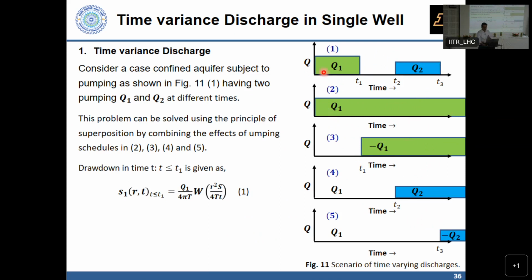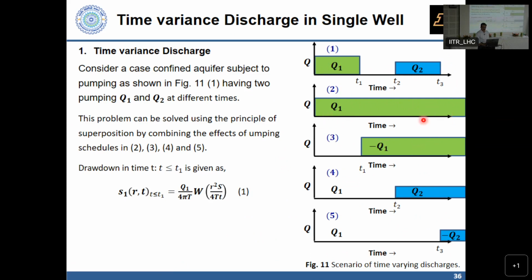So effectively, to find pumping, because of this pumping pattern, I'm going to superimpose or add the effects of the pumping patterns you see in 2, 3, 4, and 5. And that's what superposition does. So at any time, let's say later on over here, sometime T is going to feel the effect of pumping from Q1, from minus Q1, from Q2, and minus Q2.